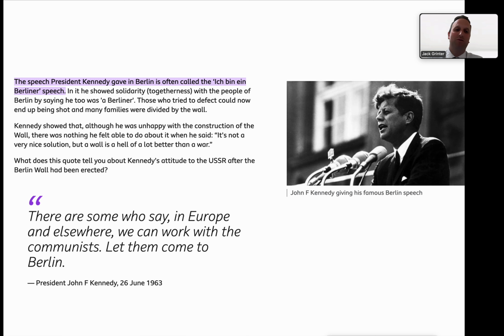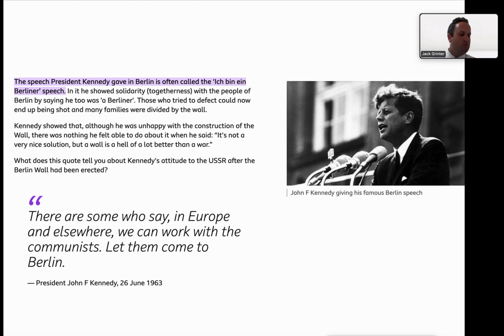Kennedy also had another quote about the Berlin Wall. I wasn't sure if it was made in a speech or in an article or an interview, but he said a wall is better than a war, because there were actually positive outcomes for the US and the Soviet Union of the Berlin Wall being built.